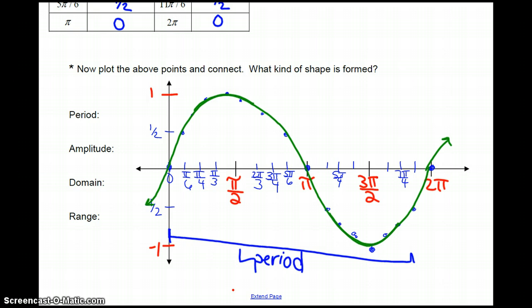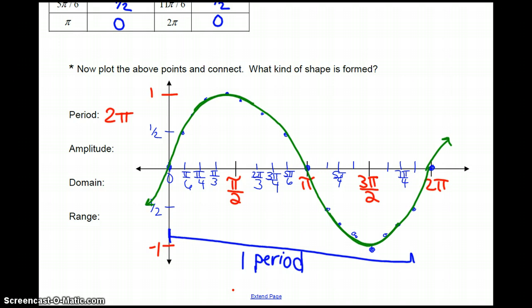One period where I've completed one full wave. It's gone up and then back down. That is considered one period. How long did that last? Well, that was a distance of just 2 pi.